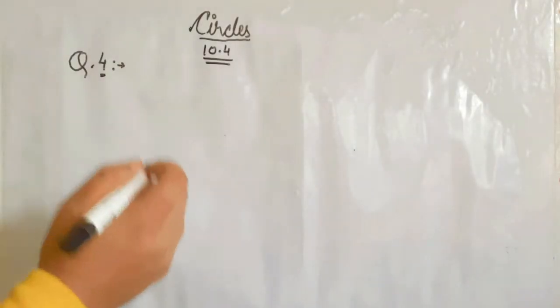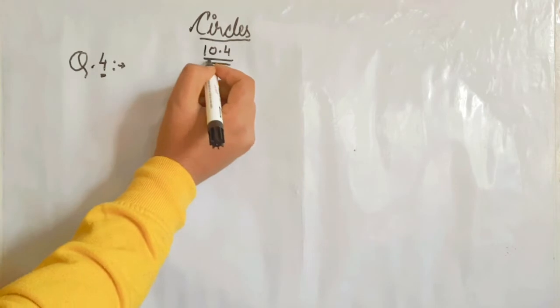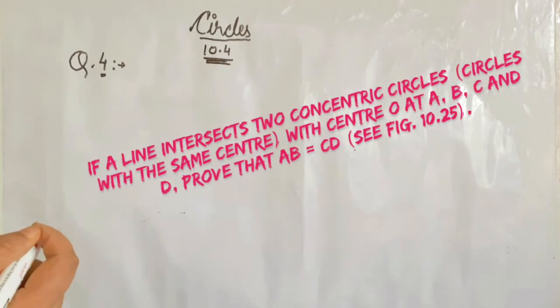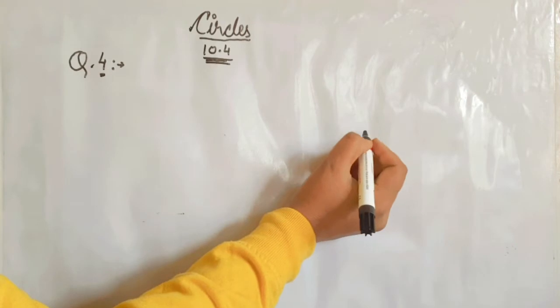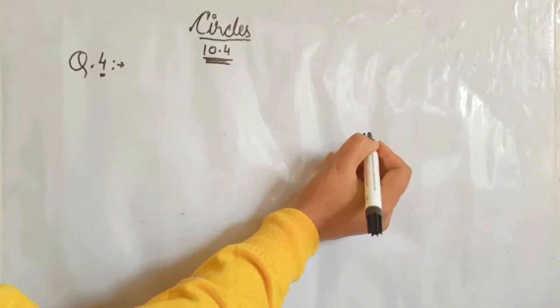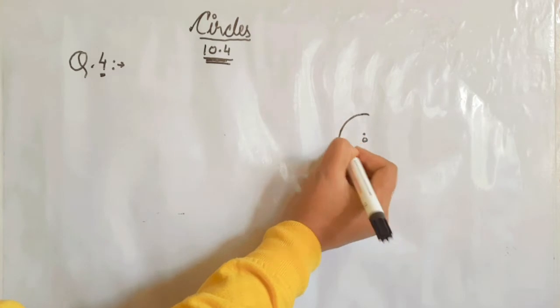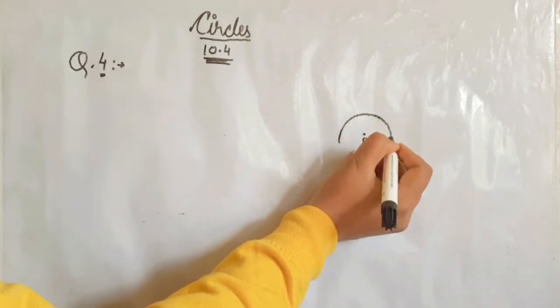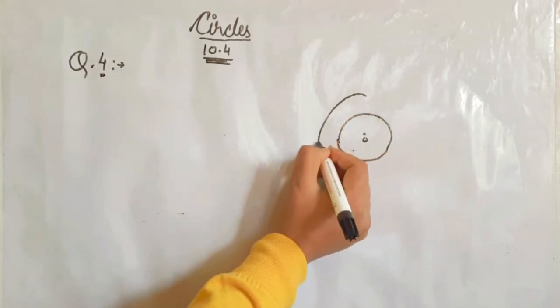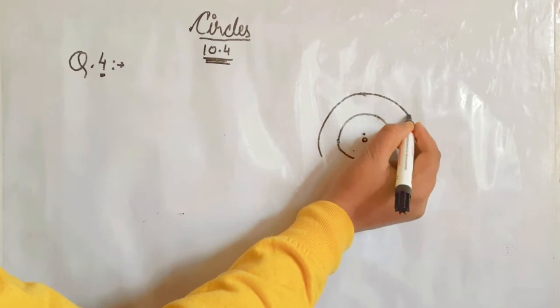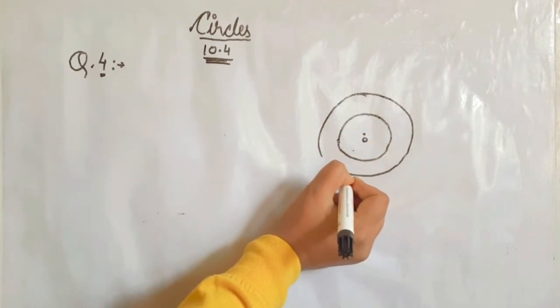Namaste students, let us see question number 4 of exercise 10.4, and the question is: if a line intersects two concentric circles with center O at A, B, C, D, then prove that AB is equal to CD. Let us see from the figure, we have a center O and two concentric circles. Concentric means having the same center, means the center of both circles will be O only.